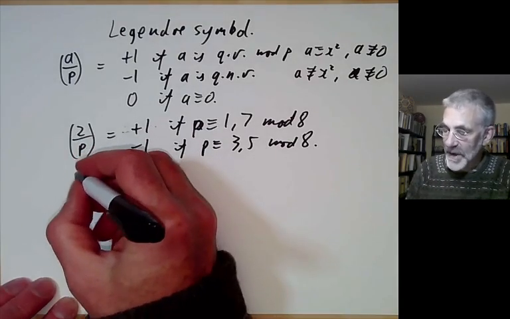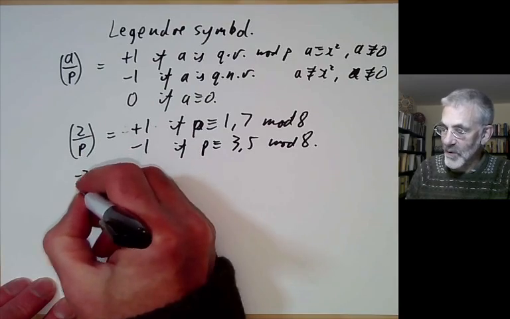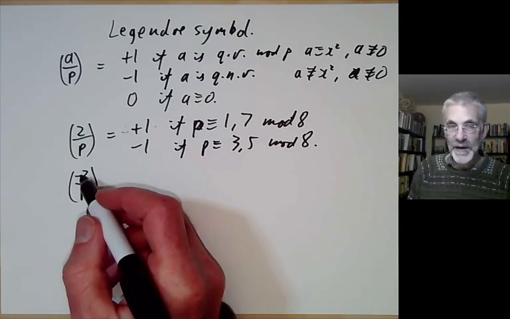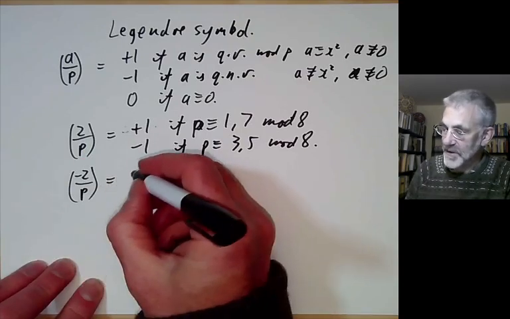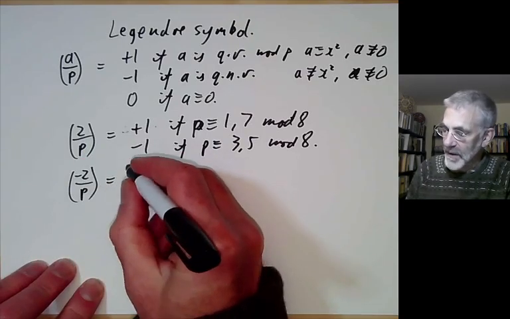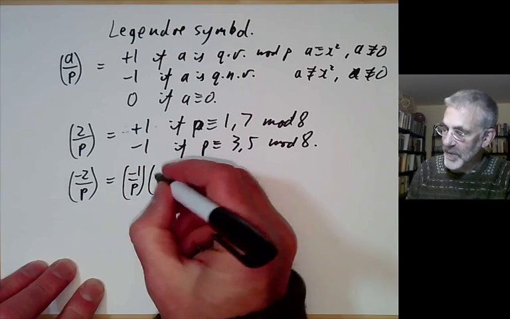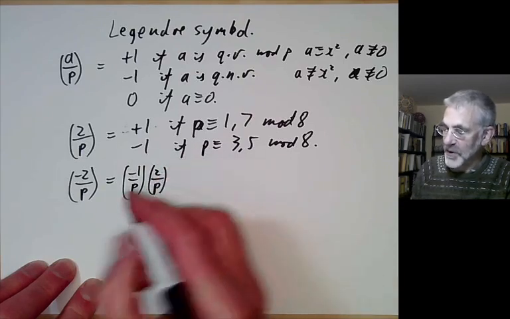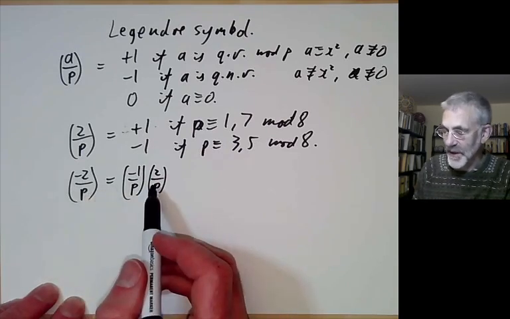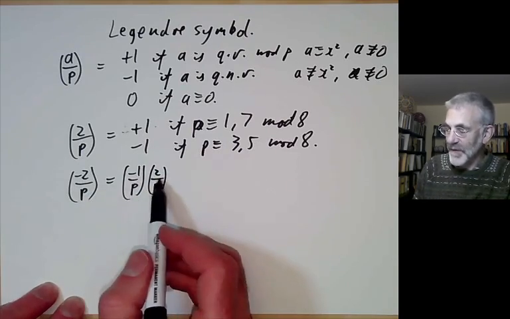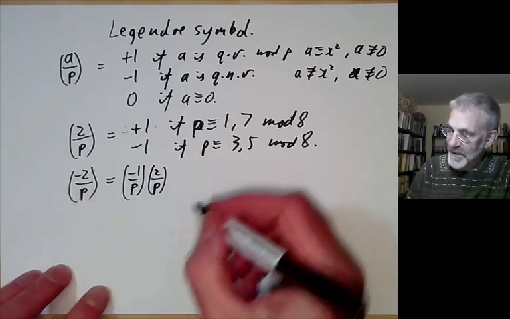So the one easy case to do is to work out whether or not minus 2 is a quadratic residue mod p. And this is very easy because we remember the Legendre symbol is multiplicative in the top. So minus 2 is minus 1 times 2, so we get this relation here. And now we know what both of these are, so we can calculate this as follows.